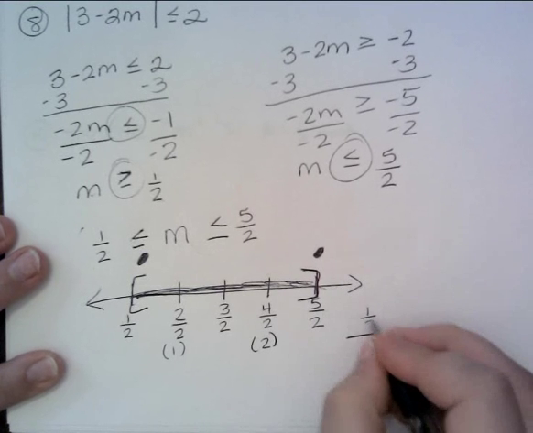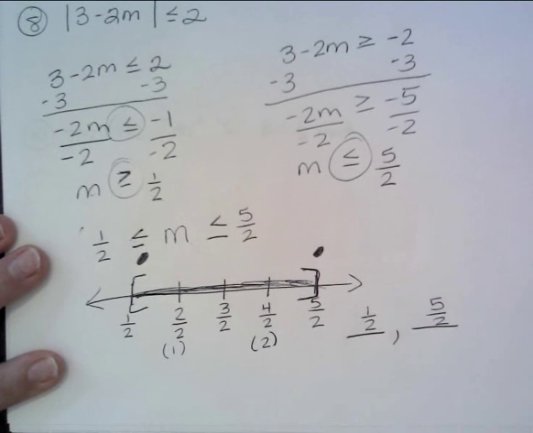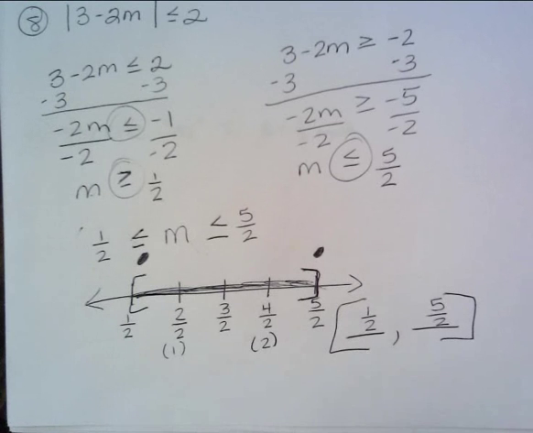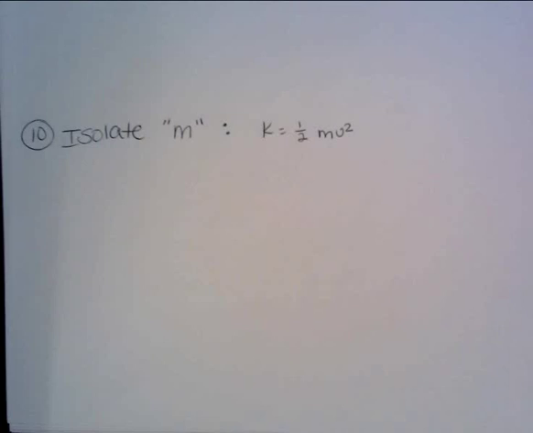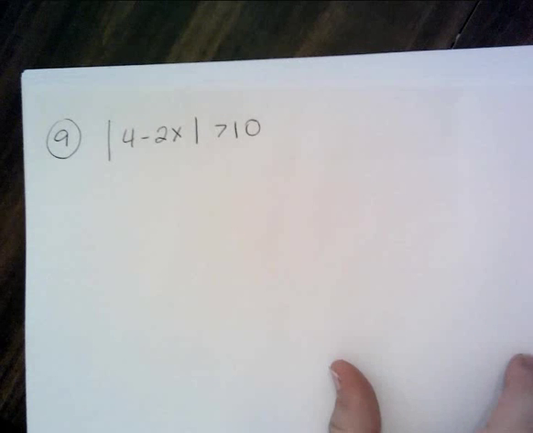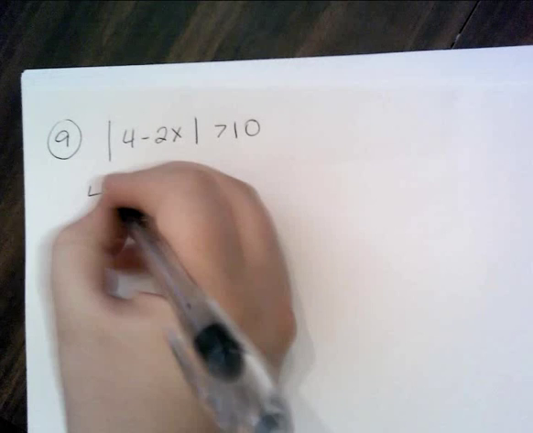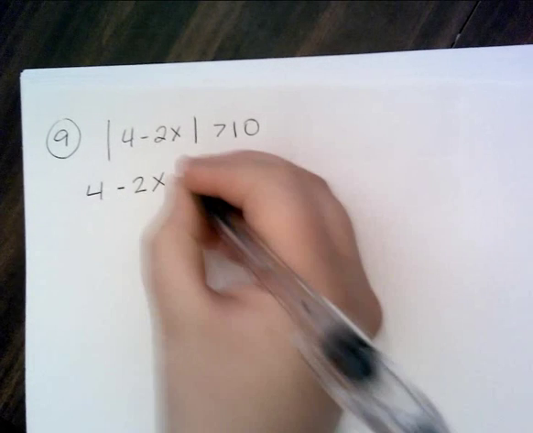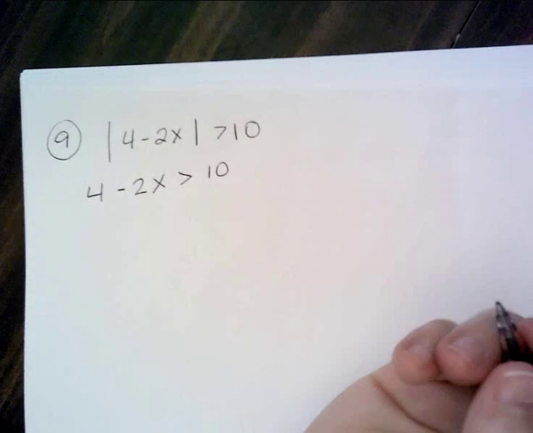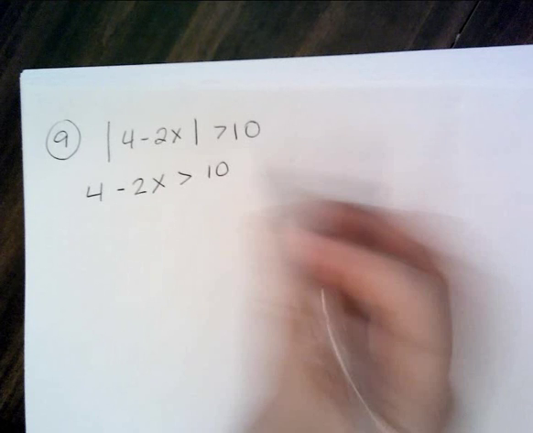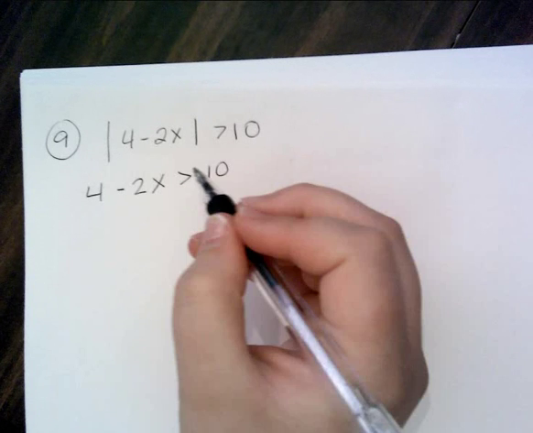All right, problem number 9 says that we have the absolute value of 4 minus 2x is greater than 10. So remember, we're going to use our same inequality, and then we're going to flip the inequality sign and do the opposite for the second one. Okay? And remember, this happens in absolute values.